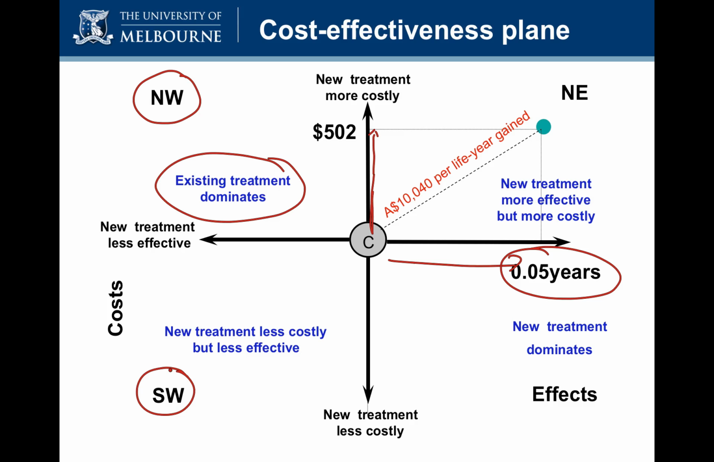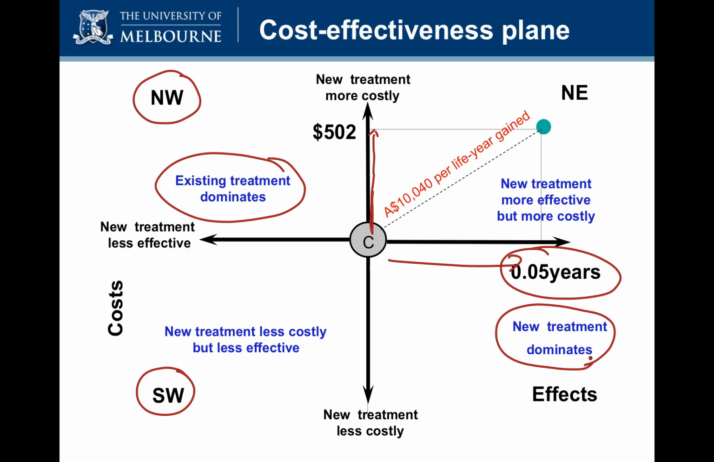So then if we come over to the southeast quadrant, what we've got here is an increase in effects and a decrease in costs. And in that case, you're in the ideal situation where the new treatment should be adopted, or the new treatment dominates, because you've got no trade-offs here, you get better outcomes and it's less costly. Having said that, that's the exception rather than the rule.